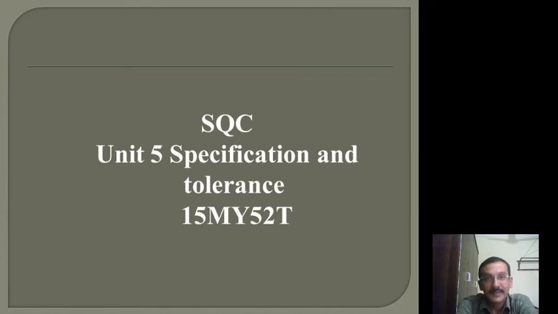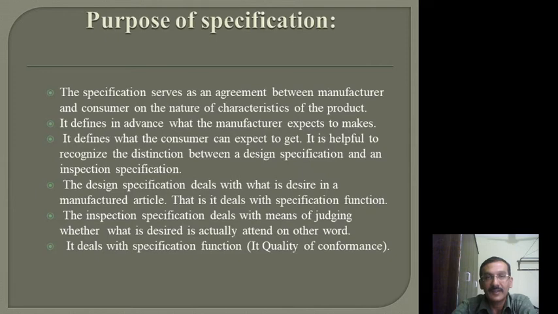Taking SQC, Statistical Quality Control, Unit 5, Specification and Tolerance. The subject code is 15MI52T. In Unit 5, Specification and Tolerance, the first topic is the purpose of specification: what is meant by specification, what is its use, and what is the main purpose of specification.